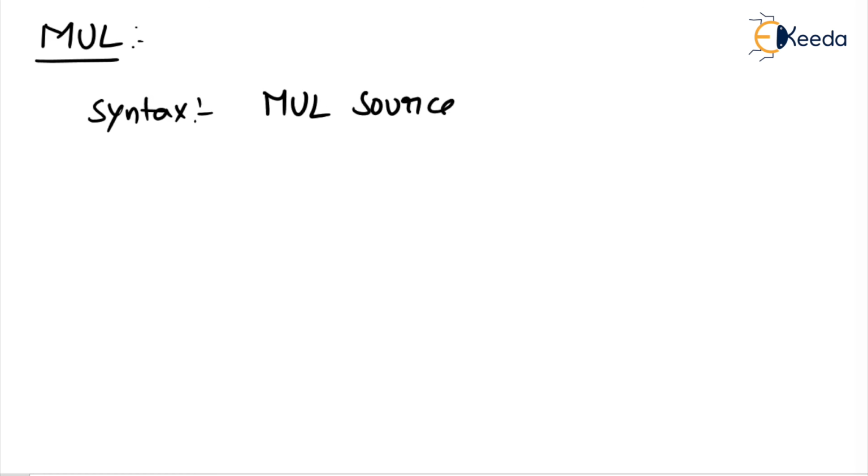Now coming to the multiply instruction, MUL. This instruction multiplies an unsigned byte in some source with an unsigned byte in a register, or an unsigned word in some source with an unsigned word in the AX register. The source can be a register or a memory location. Remember. So what is the syntax? The syntax is MUL source. The source may be data or a register or a memory location.